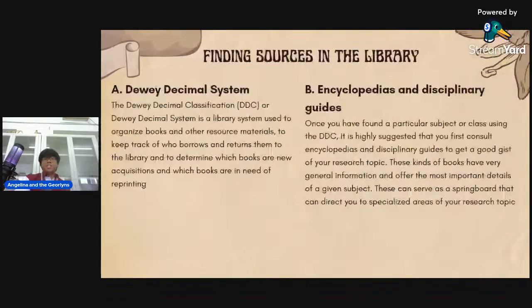Finding sources in the library. So we have the Dewey Decimal System, DDC. It is a library system used to organize books and other resource materials, to keep track of who borrows and returns them to the library, and to determine which books are new acquisitions and which books are in need of reprinting.